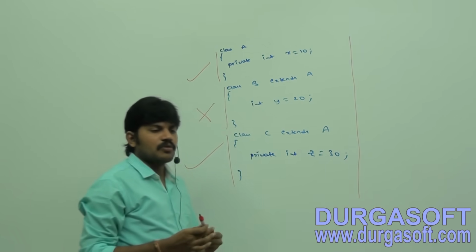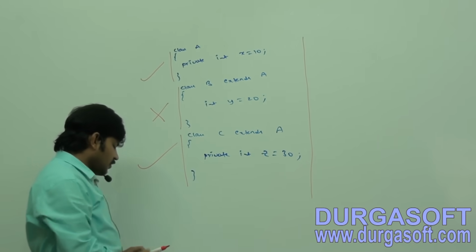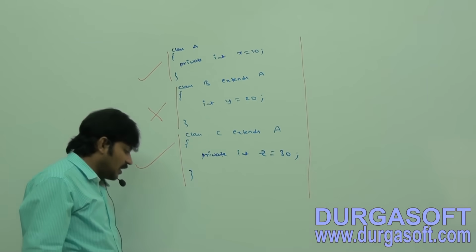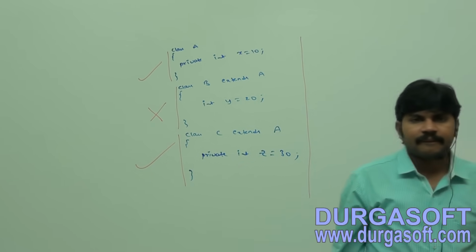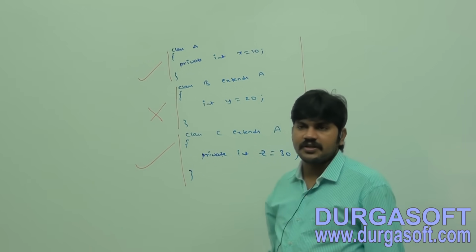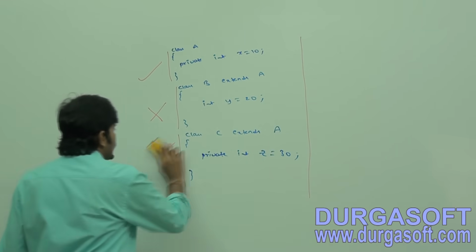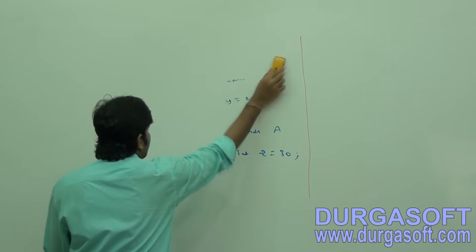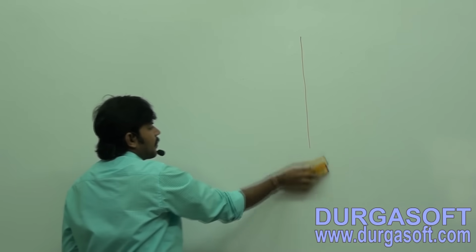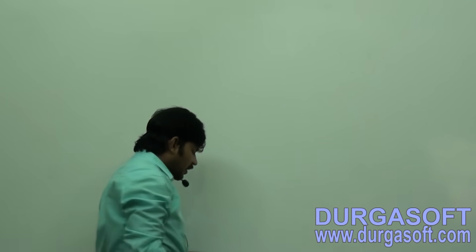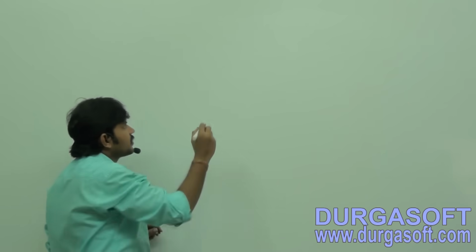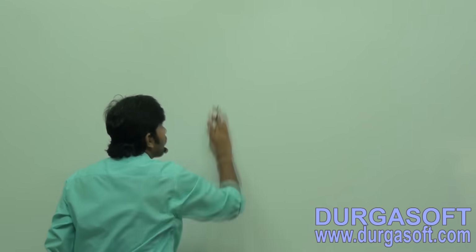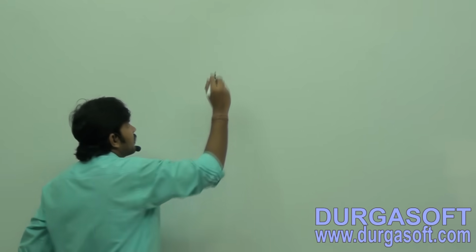Next, better to go for one more example. Which of the following classes are tightly encapsulated? Very simple. Here, see this one.